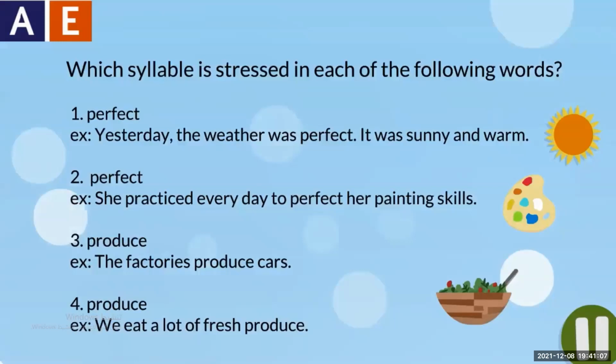Here its position is a verb, and the stress is on the last syllable. Perfect. Third one please. Okay, Miss Abir. Produce. The factories produce cars. The end syllable. Verb.